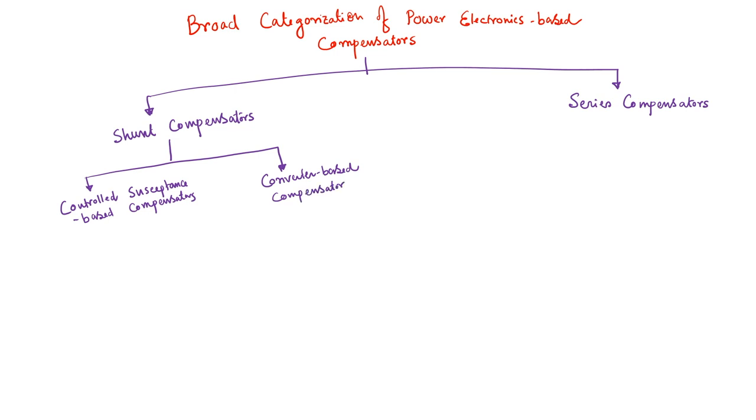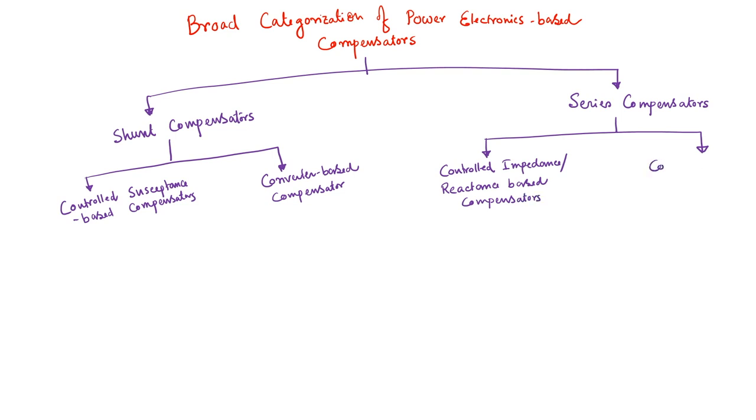Okay. Similarly, for series compensators also, we will have two categories. One is of course controlled impedance based or reactance based compensators, another will be converter based compensators.